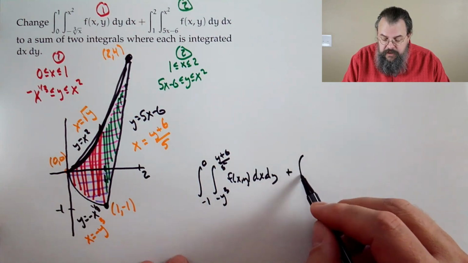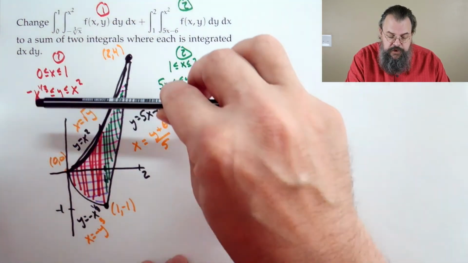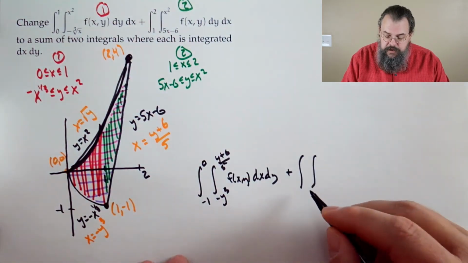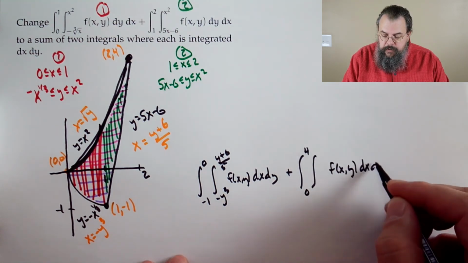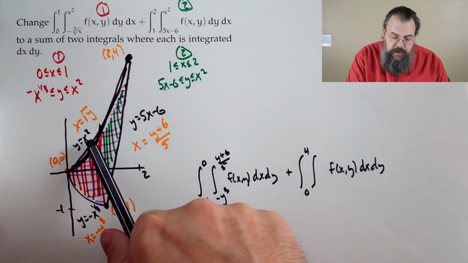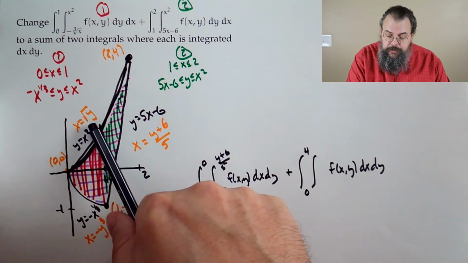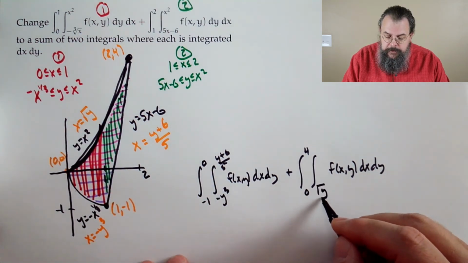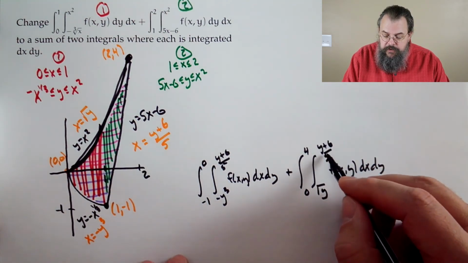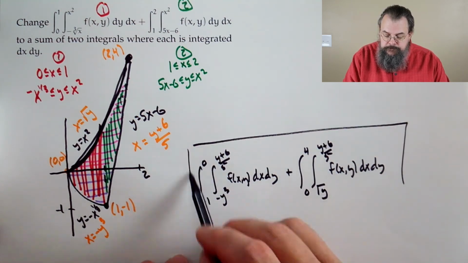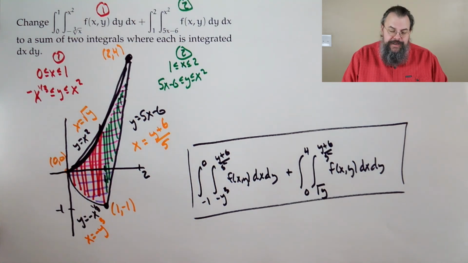Plus integral. We're going to go 0 up to 4 for our y. Oops, should have written down f of x, y, dx dy. And now for x, left to right, low to high: x equals square root of y to x equals y plus 6 over 5. That's it. Woohoo! We're done.